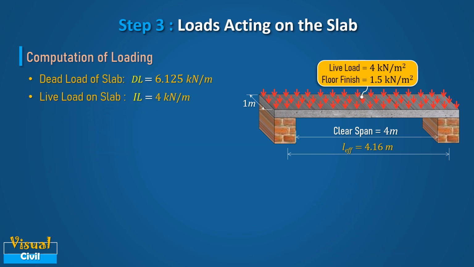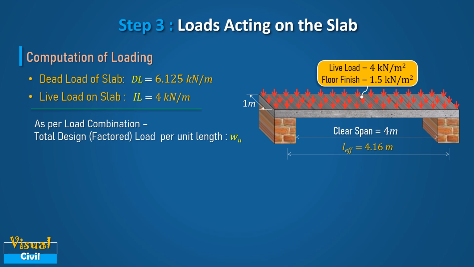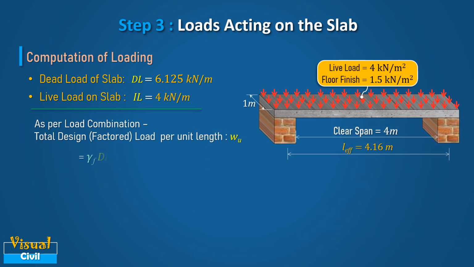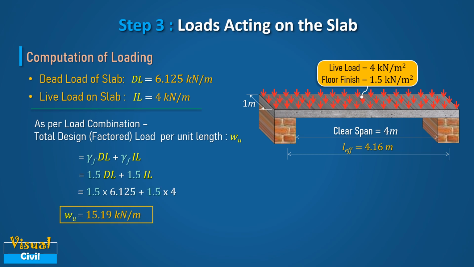After getting dead load and imposed load, compute the total design or factored load per unit length using a load combination of dead load plus imposed load with a partial safety factor of 1.5, as given in Table 18 of IS 456. Thus, the total design or factored load per unit length equals 1.5 times dead load plus 1.5 times imposed load. This is equal to 15.19 kN per meter.